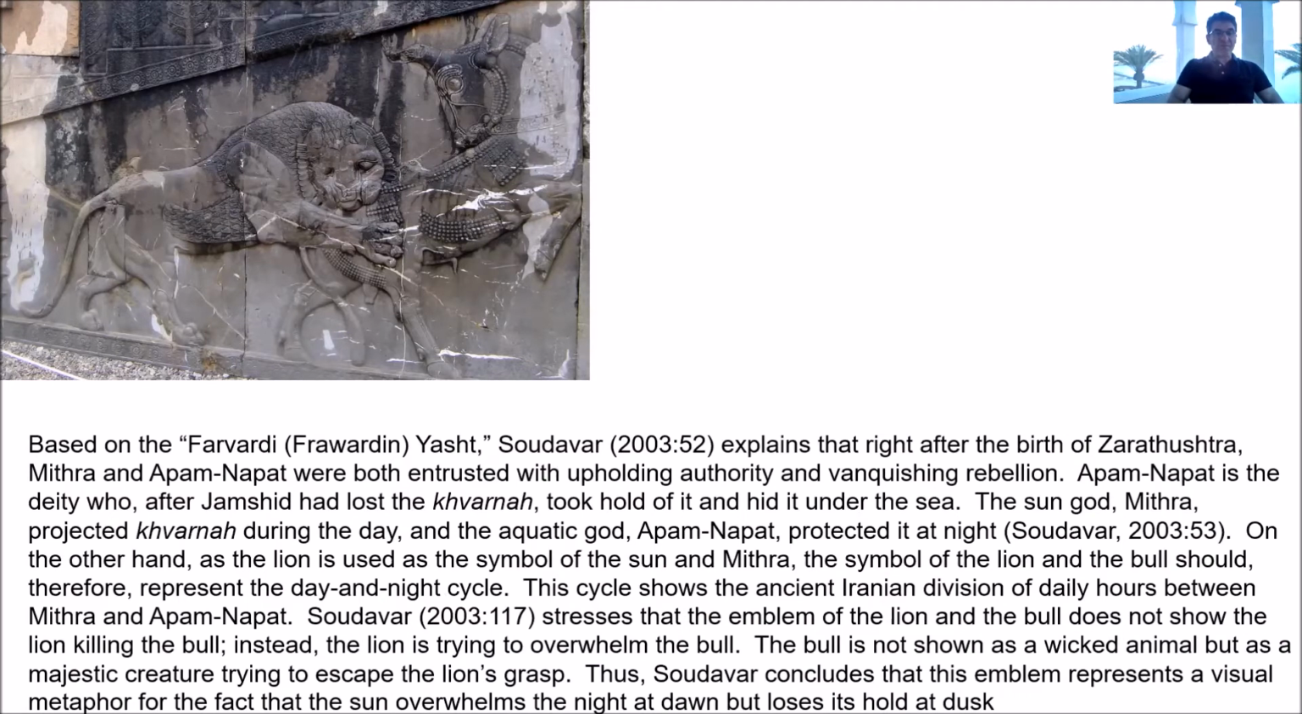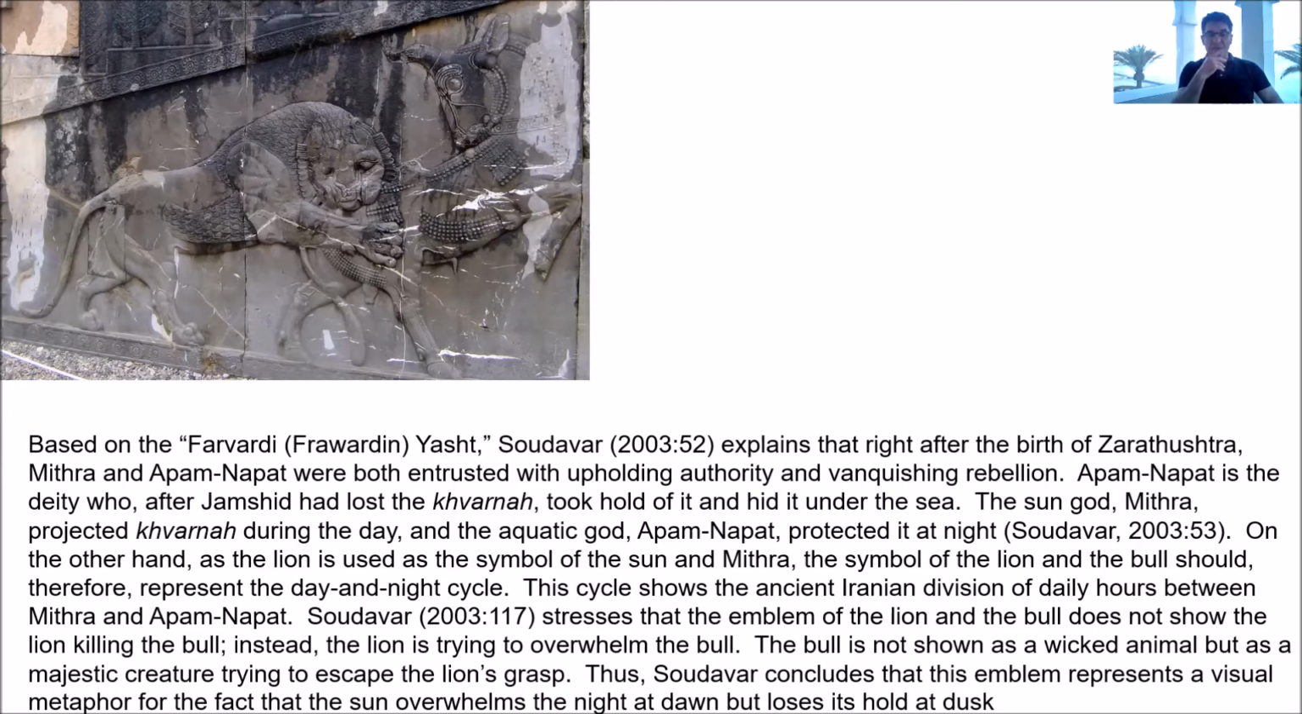Based on the Farvardin Yasht, Sudavar explains that right after the birth of Zarathustra, Mitra and Apam-Napat were both entrusted with upholding authority and vanquishing rebellion. Apam Napat is the deity who, after Jamshid had lost the Kavarna, took hold of it and hid it under the sea. The sun god Mitra projected Kavarna during the day, and the aquatic god Apam Napat protected it at night.